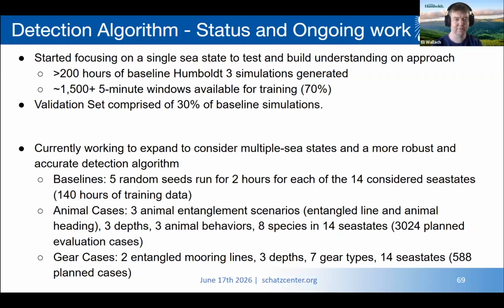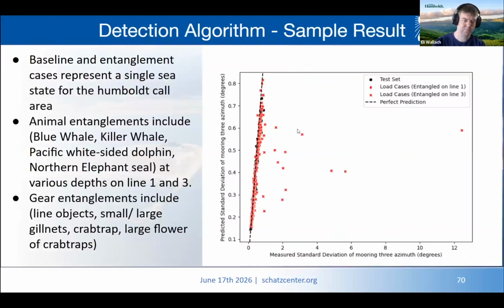Animal cases include 3 entanglement scenarios describing the entangled line and animal heading, 3 different depths, 3 different animal behaviors, 8 species, and 14 sea states, totaling over 3,000 cases to consider. Gear cases include 2 entangled mooring lines at 3 depths and 7 gear types in the 14 sea states, totaling just under 600 cases to consider. And we are still working through these simulations.